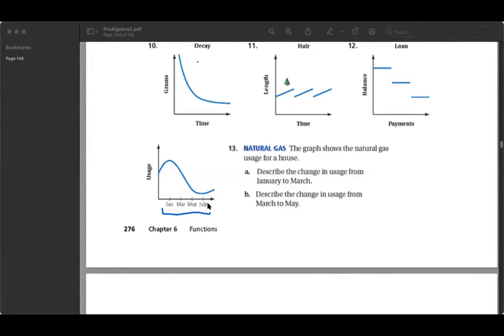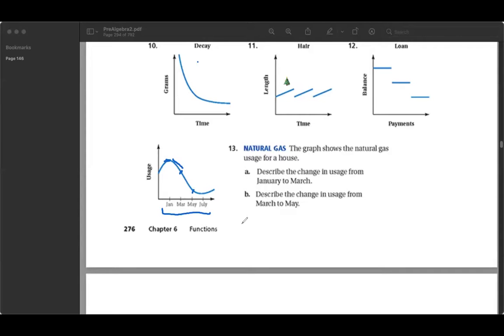From January to March, what do we think? So at January, it looks like we were here, and at March, we end up going here. What do we think? Any ideas? Looks like our usage in January was super high, is what I would say. And then it decreased when we got to March. And then, Alina, what do you think? From March to May?